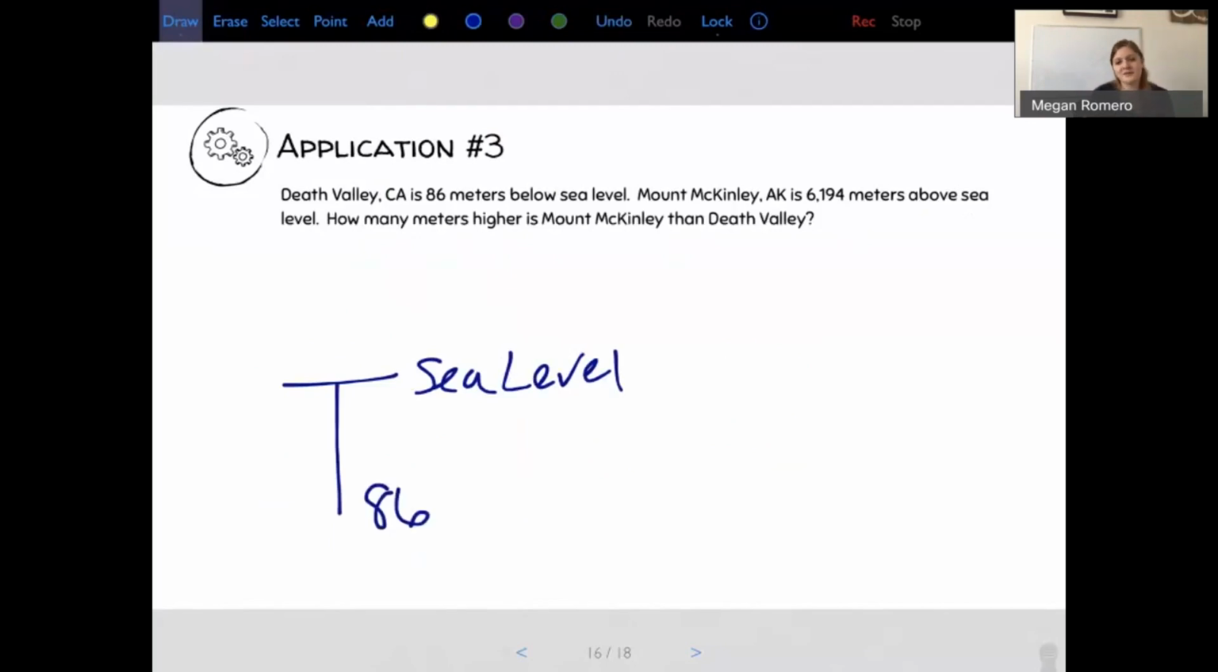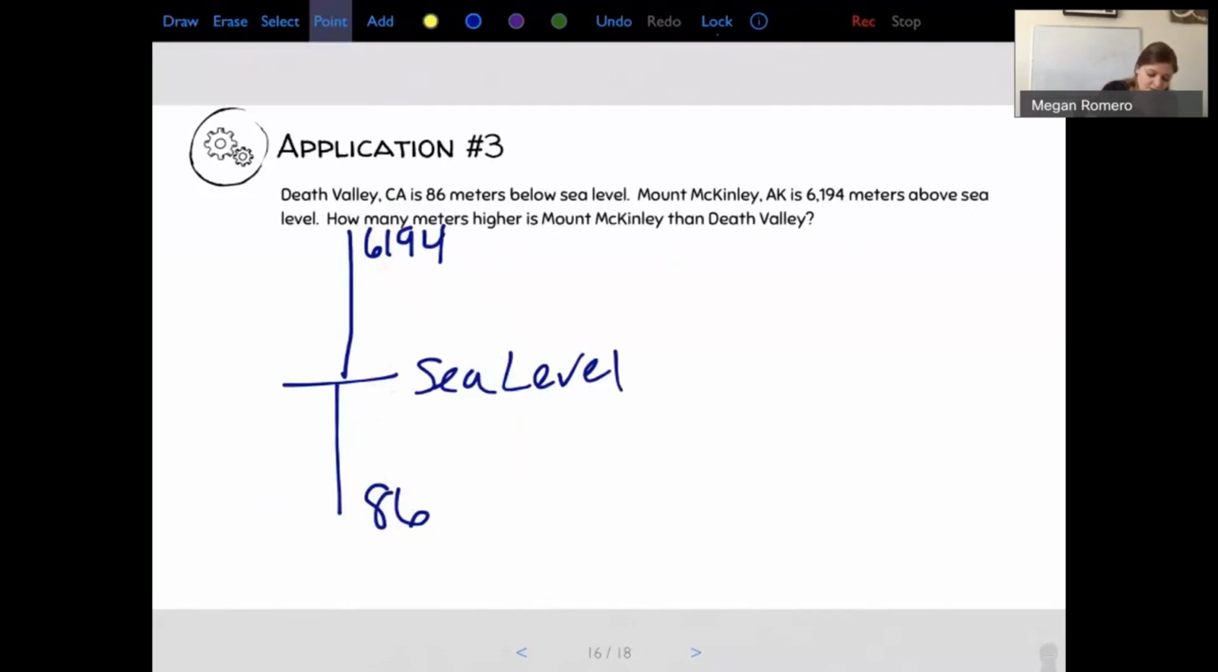Okay. So we'll talk about a couple different ways to solve this problem. Some of you might be thinking, shouldn't that be negative 86? Yes, it can be, and I'll show you that next. Mount McKinley is 6,194 above sea level. Okay, so we want to know how many meters apart these two are. Well, if we take a look, they are 6,194 plus another 86 because we got to go below sea level to get to Death Valley.